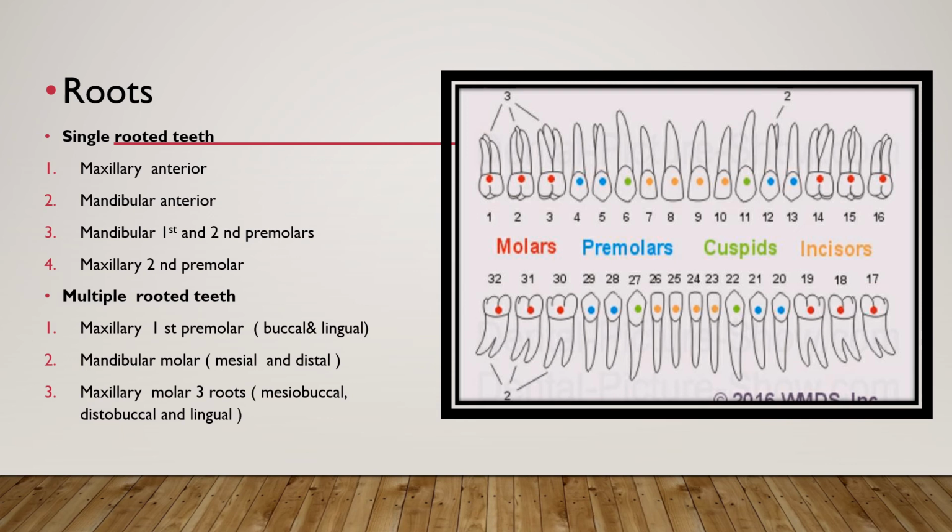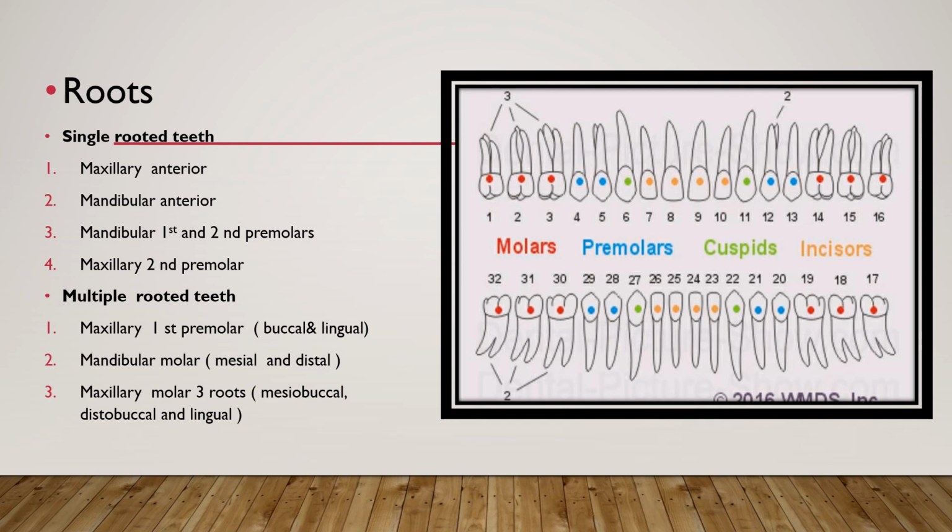Now the teeth can be single rooted or multiple rooted. Single rooted teeth, the teeth which only have one root, are maxillary anterior, mandibular anterior, mandibular first and second premolar, and maxillary second premolar. Maxillary first premolar has two roots.